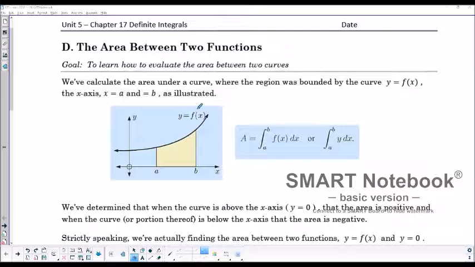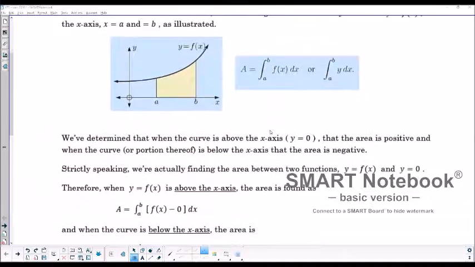We've looked at area under a curve before, where the function is above the x-axis as illustrated here. The area would just be calculated using the fundamental theorem of calculus, where we take the antiderivative of f of x, evaluate it at b, evaluate it at a, and then subtract them. So that would give us the area.